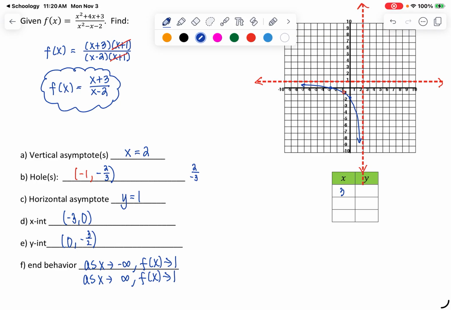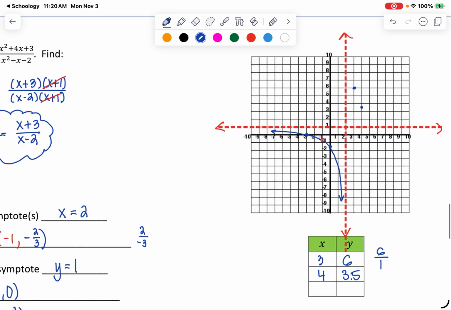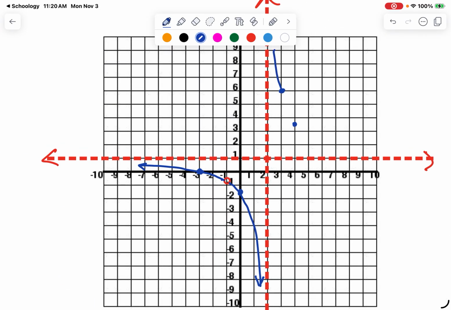If I plug in 3, I get 6/1, which is 6. So I have 3, 6. If you'd like to plug in another point, which you can, but you do not have to, you get 7/2, which is 3.5, which I'm not a big fan of, but it's a decimal. But if you felt the need to.